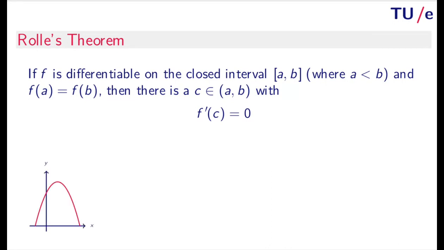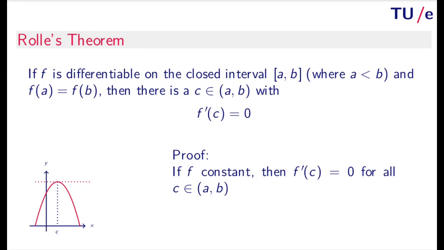This is illustrated by this graph. Here you see the graph from a to b of a function, and f of a is equal to f of b. Then we can find the c in between a and b such that the tangent line to the graph is horizontal.